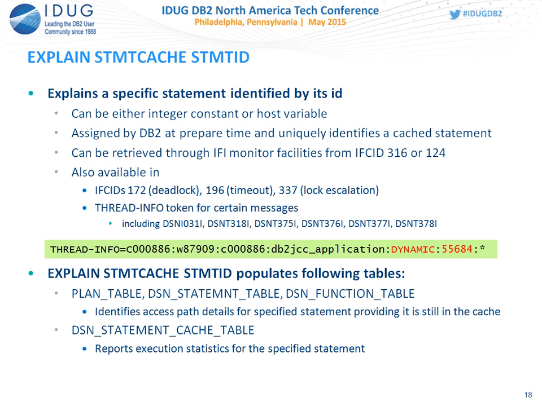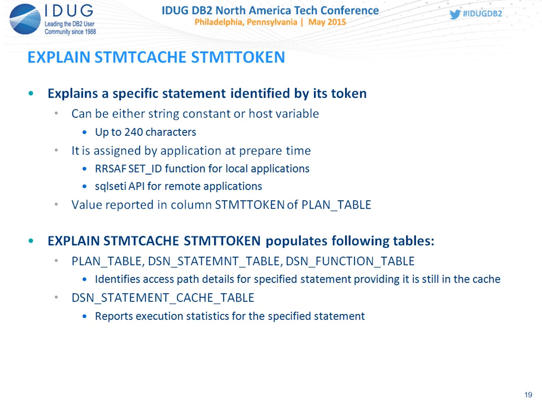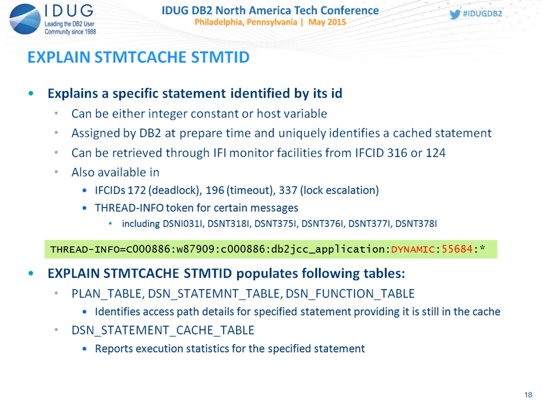So let's talk about that. There's two options I can do with it, statement ID or the statement token. About the same thing. The statement ID is unique to that statement, and it's given to you by DB2 at prepare time. The token is something that you or the application are going to inject into it, so you can uniquely identify whatever it is you're doing. So the statement ID, it's an integer constant or host variable that we populate. Assigned at prepare time. You can pull it out of the IFI monitors. And the good thing is this ID is pervasive.